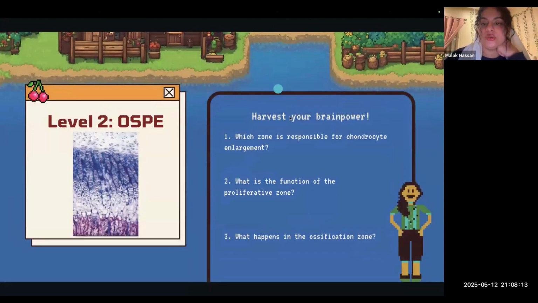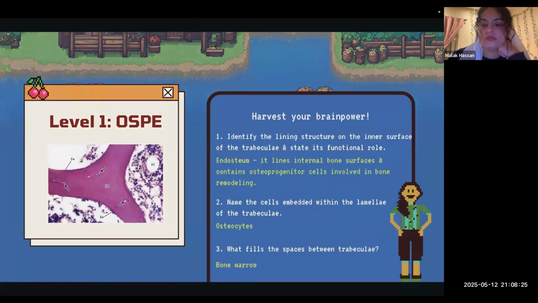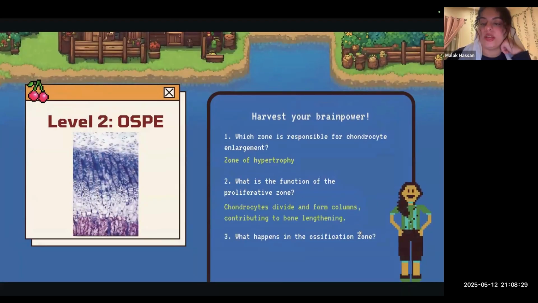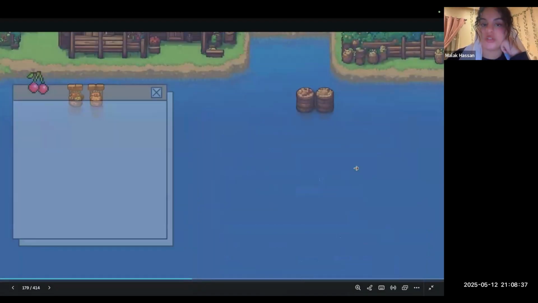Now, which zone is responsible for chondrocyte enlargement? The zone of hypertrophy. What is the function of the proliferative zone? Well, oops. Dividing and forming columns, contributes to bone lengthening. And what happens in the ossification zone? Osteoblasts will deposit bone matrix on the scaffold of calcified cartilage.